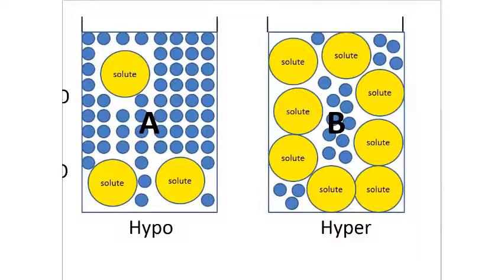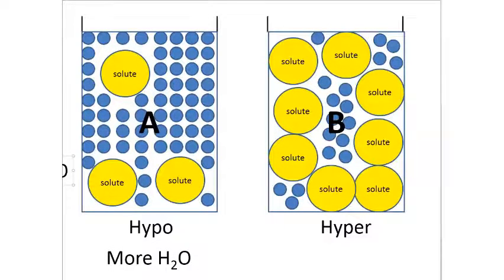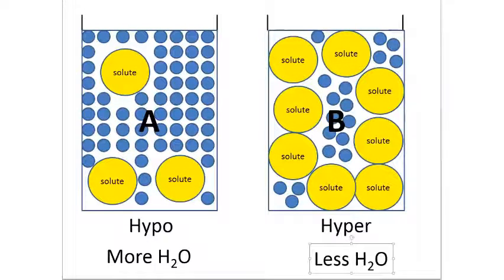Now if we were to take these boxes and fill them up with water, you can see that box A clearly has more water in it, and box B has less water in it. The reason why is because these solute molecules take up space. And you can see that when you have more solute molecules, that leaves less space for the water molecules to fit in there. So, as I said before, when you have a lot of solute molecules, you're going to have less room for water. Very little water. When you have very few solute molecules, you have a lot more room for water.